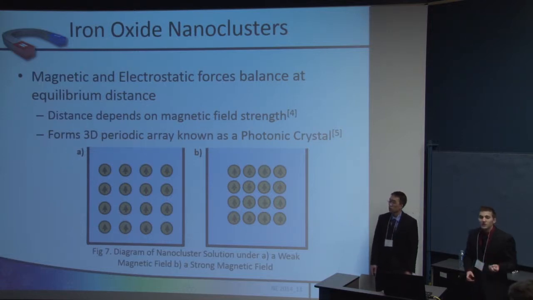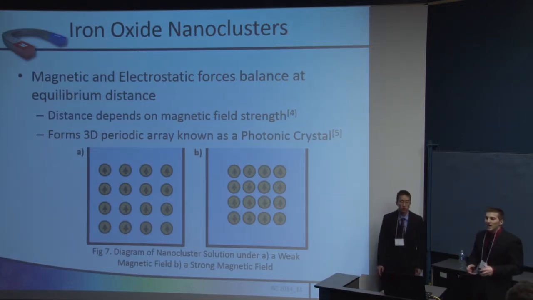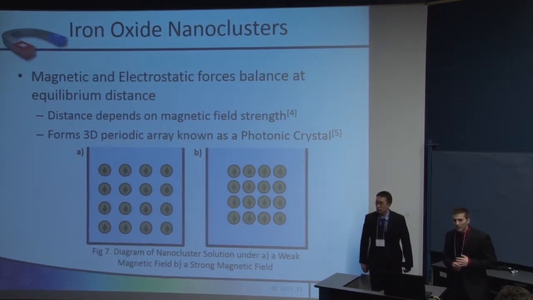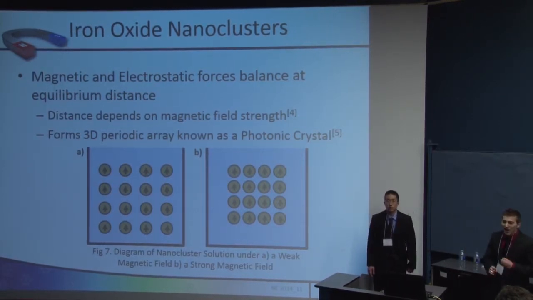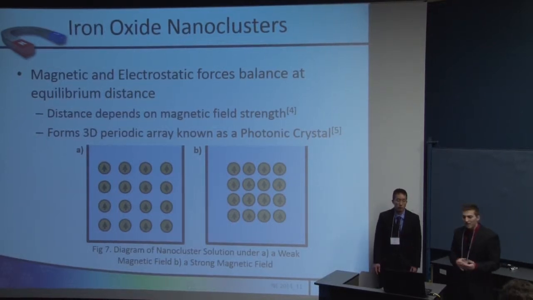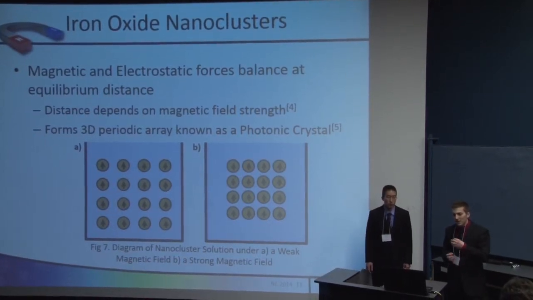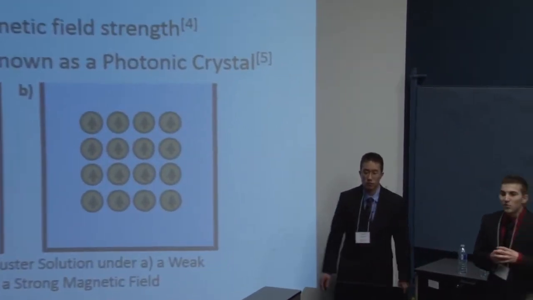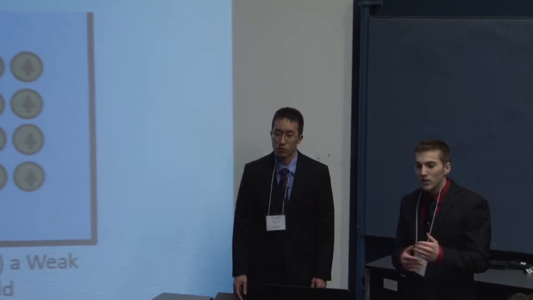So the electrostatic and magnetic forces balance at an equilibrium distance when there's an applied magnetic field. The distance will depend on the magnetic field, as the dipole strength is dependent on the strength of the magnetic field applied. And the particles will then form, with this equilibrium spacing, a 3D array known as a photonic crystal.